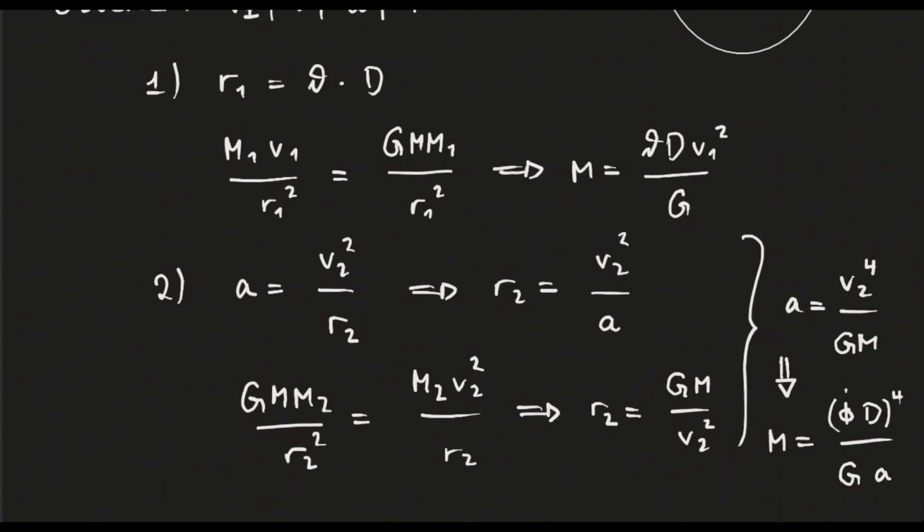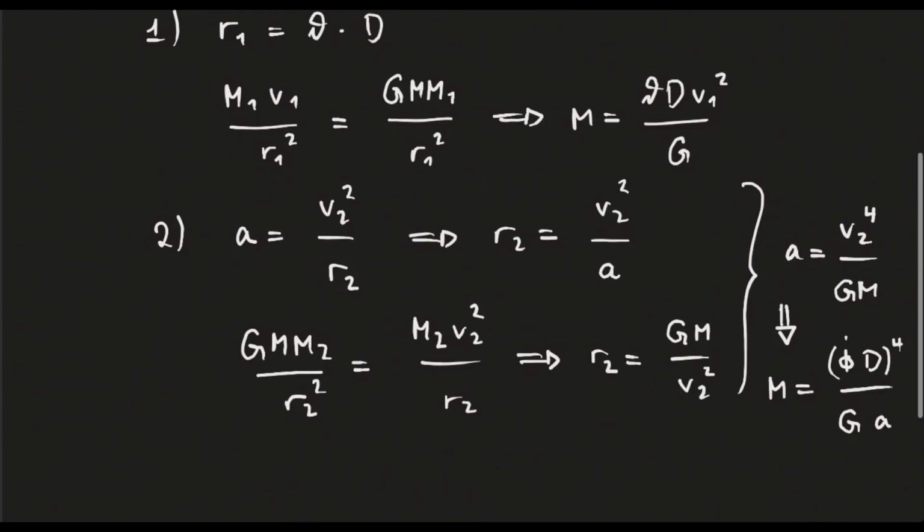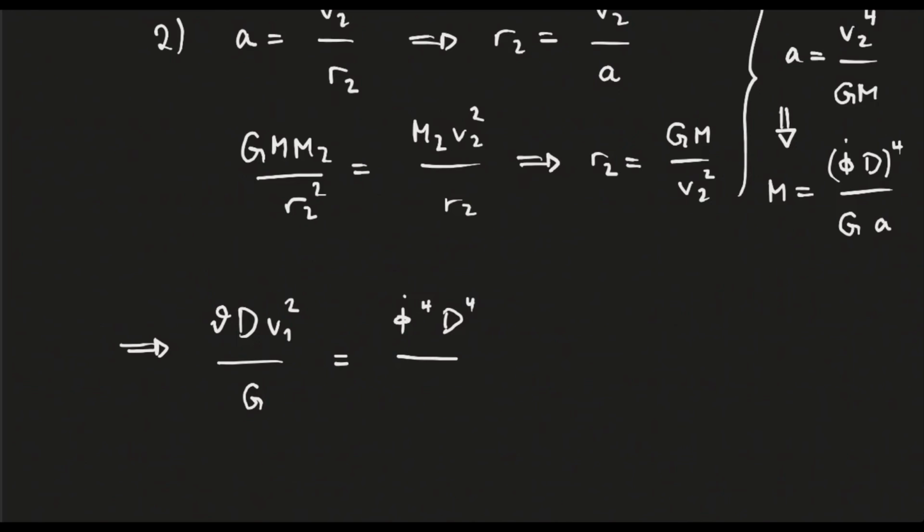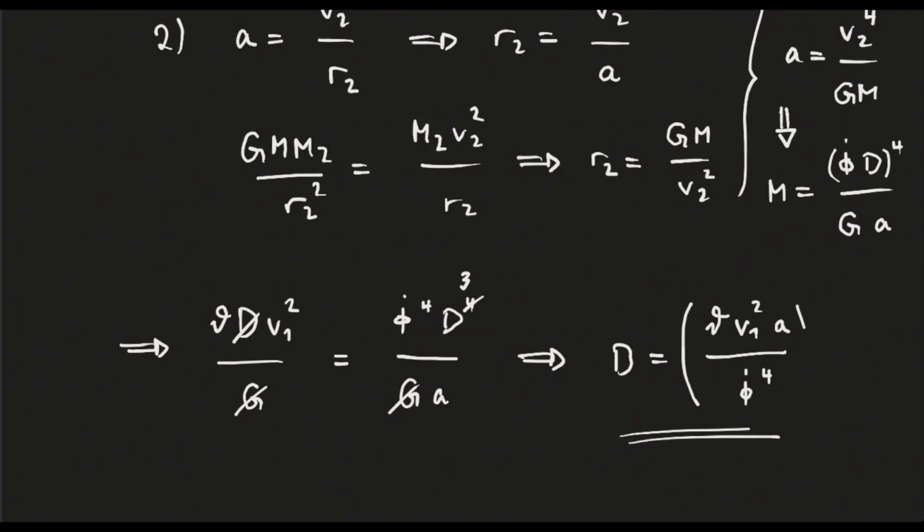This brings us to the final step, where we can equate equations from blob 1 and 2 for the black hole mass. So theta times d times v1 squared over G equals phi dot times d to the 4 over G times a. And rearranging gives us finally the distance. d is the cube root of theta times v1 squared times a over phi dot to the 4.